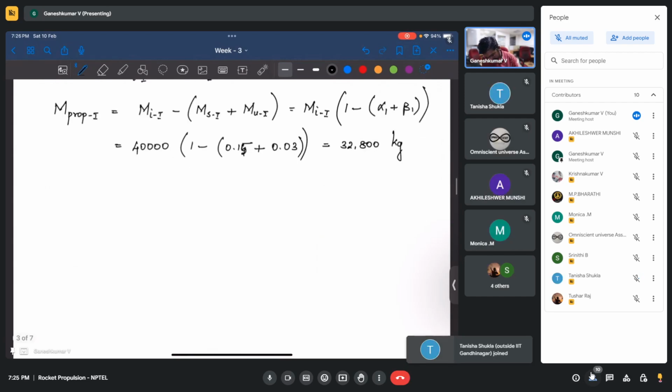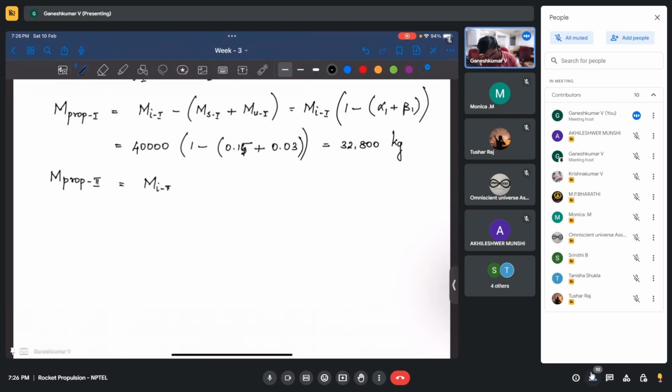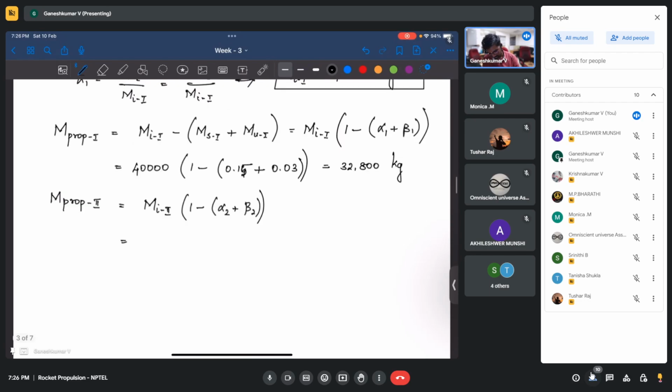Okay. And then what is the mass of propellant you need at the second stage? You can apply the same logic: mi of the second stage times 1 minus alpha 2 plus beta 2. That is around 6000 kgs, and alpha 2 and beta 2 are the same as alpha 1 and beta 1. So if we do that, how much are we getting? 4,920 kgs. All right.